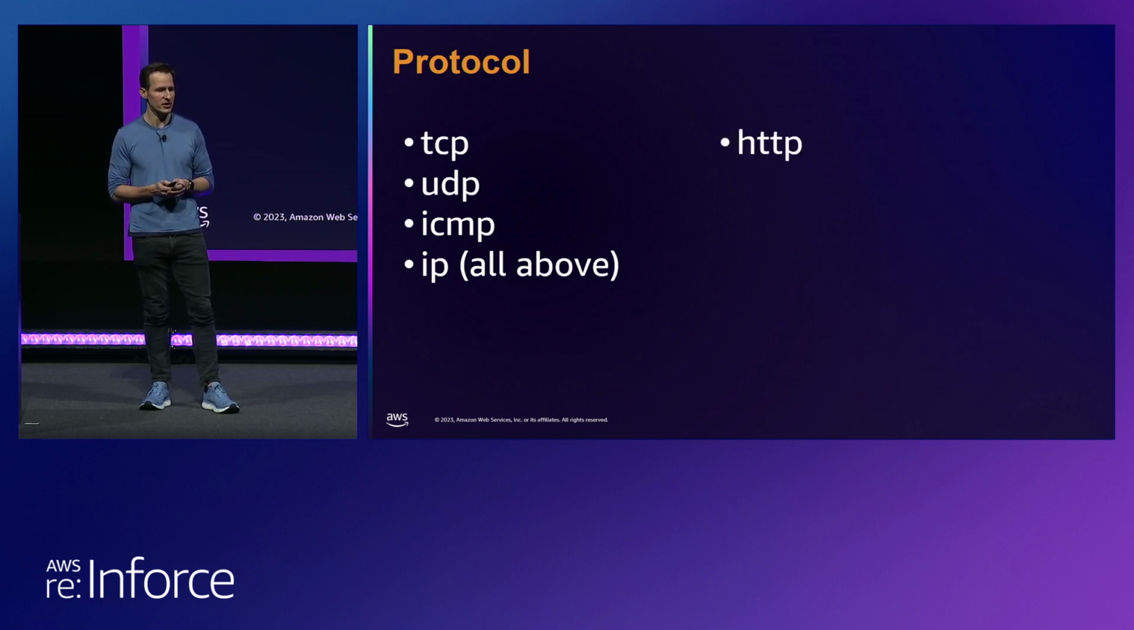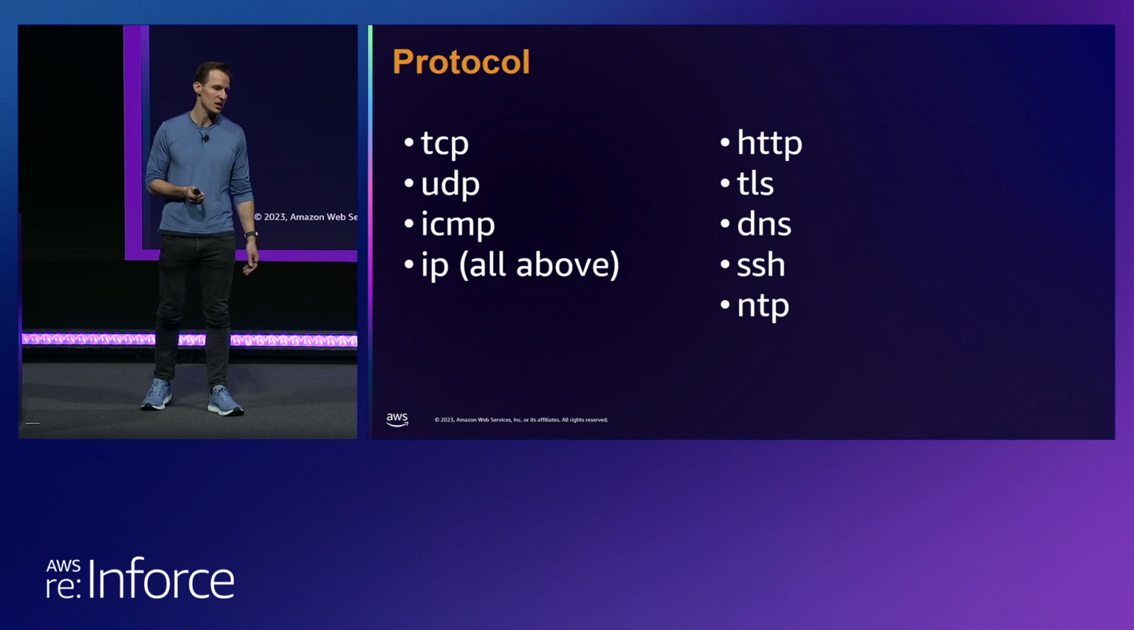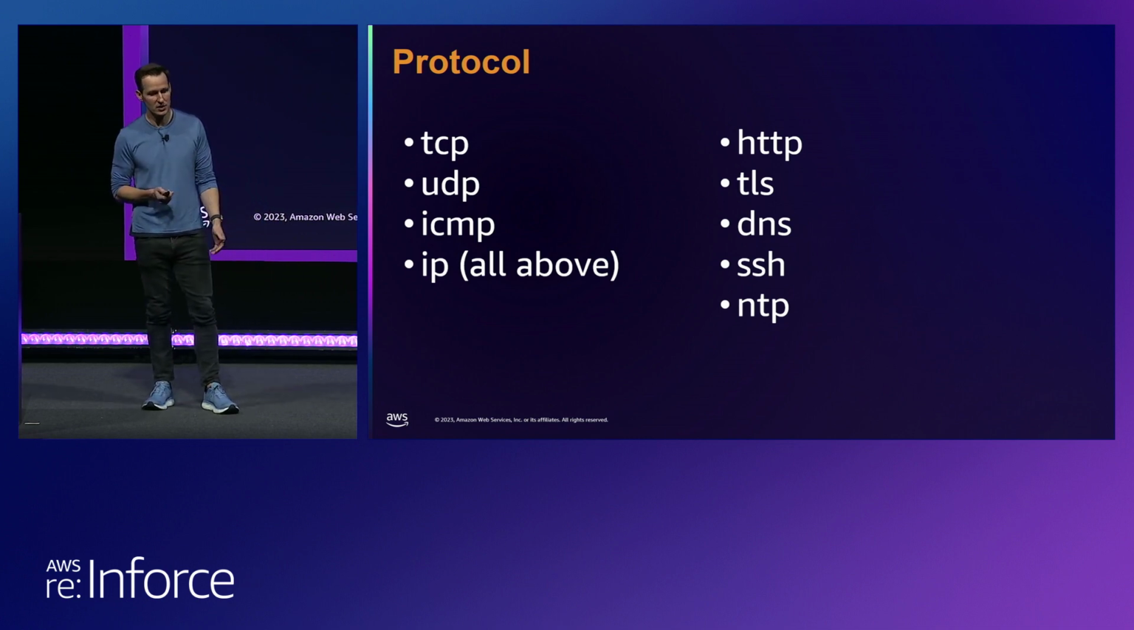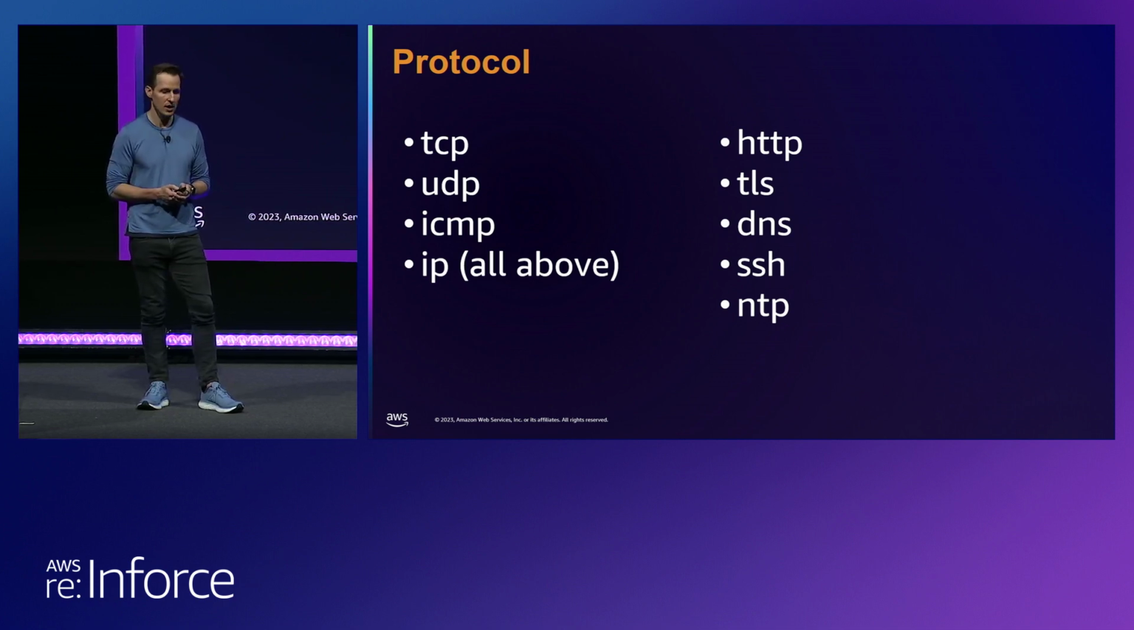We also have layer 7 protocols that we can match. Again, this is a pretty long list that Suricata supports, but these are some of the top ones we see customers using. HTTP for matching HTTP traffic, TLS, which matches TLS over HTTP, DNS, SSH, and NTP are other common ones we see used.